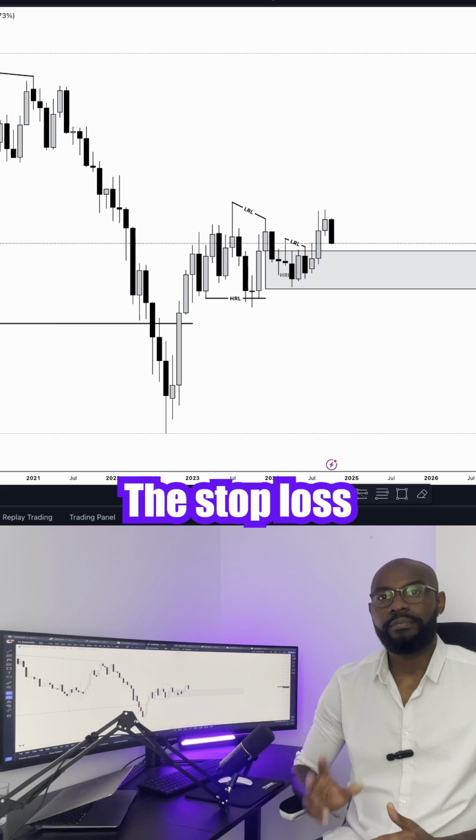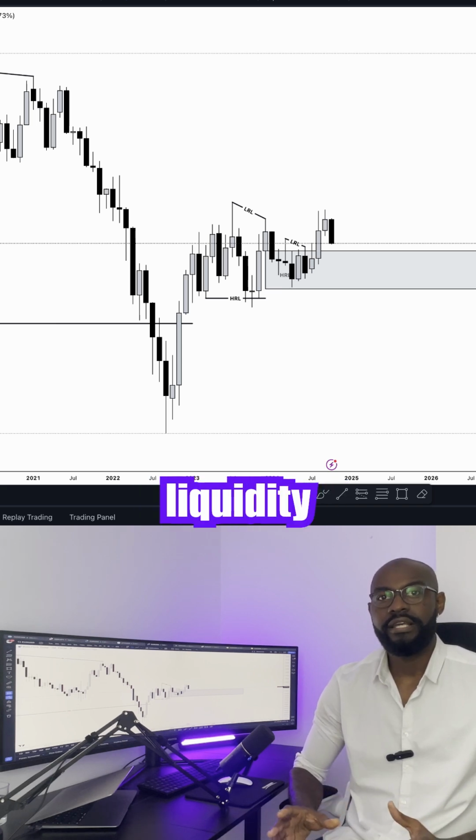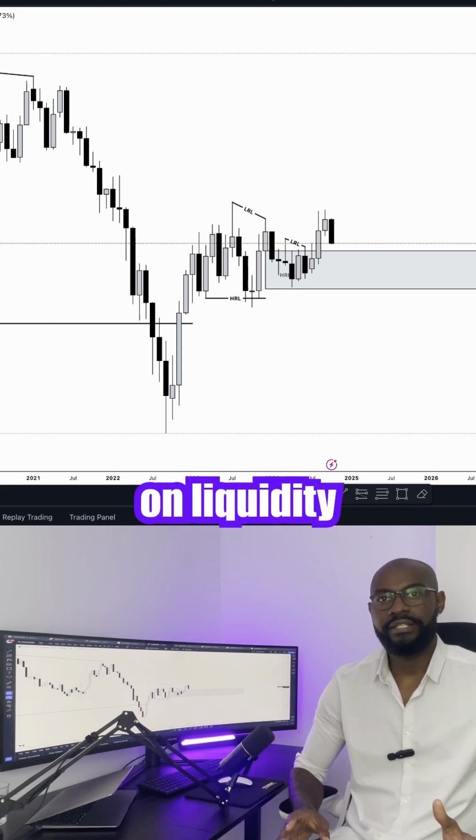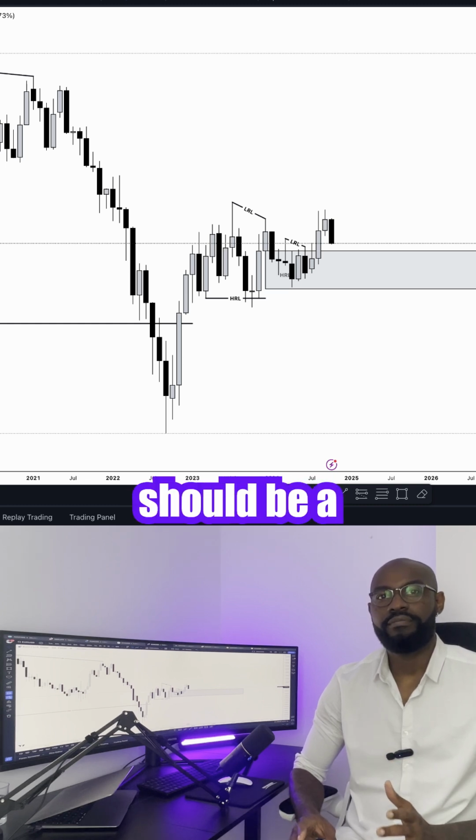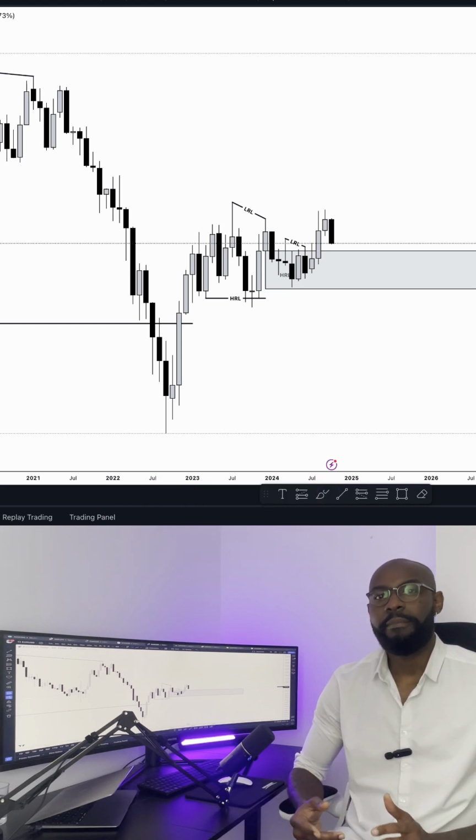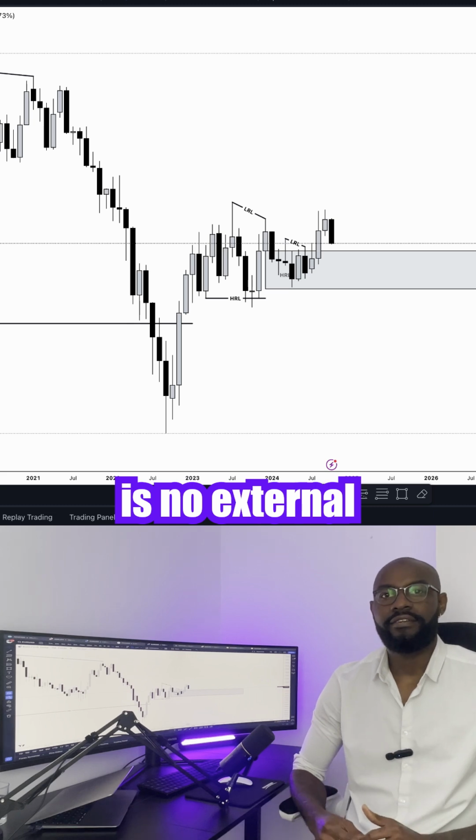which in my opinion is supposed to be the reverse. The stop loss position should be a high resistance liquidity because there's already an external run on liquidity, and the take profit position should be a low resistance liquidity because there is no external run on liquidity.